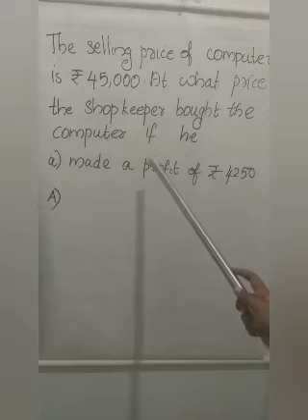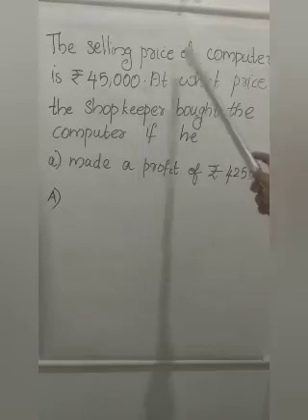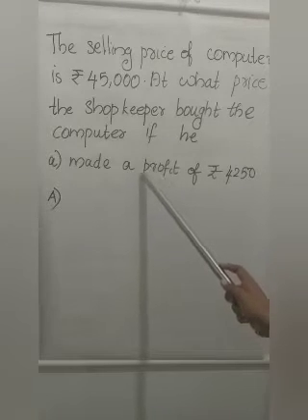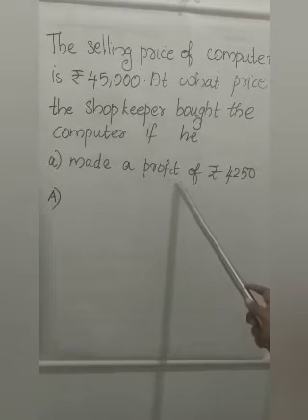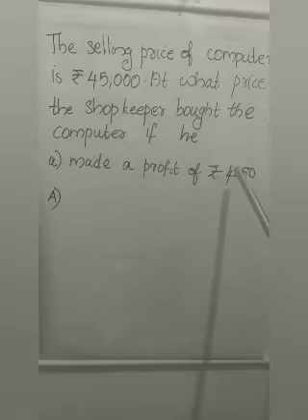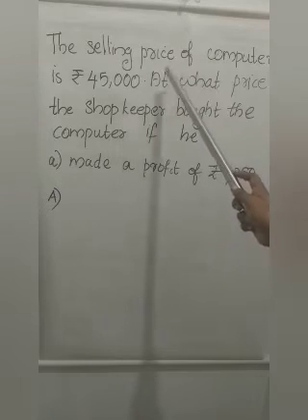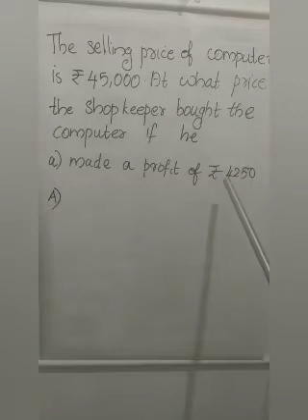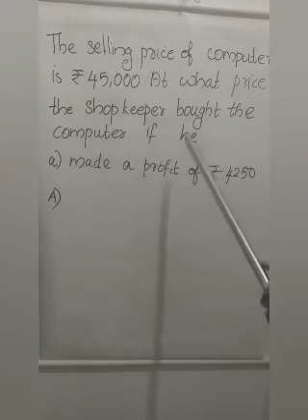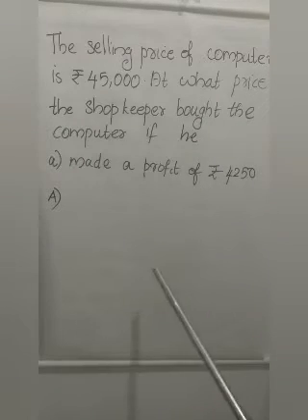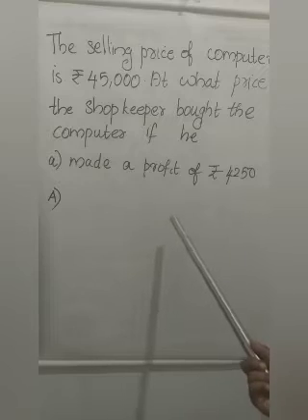One more fact is given. By selling the computer, did he make a profit or loss? He made a profit of rupees 4,250. So what all is given in the question? Selling price and profit are given. We have to find the cost price. If selling price and profit are given, how will we find the cost price?